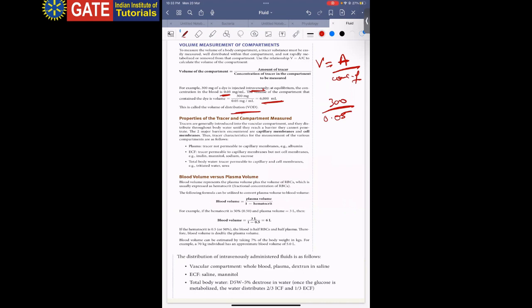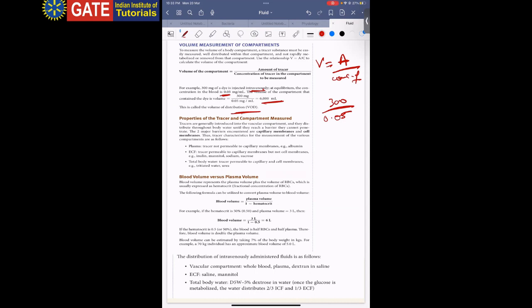So let's talk about what are the different types of the properties of this tracer and the compartment measured. So what happens is that you usually give the tracer into your vascular compartment, and then this tracer will go and distribute throughout your body until it will reach a barrier or a membrane which it cannot penetrate. Okay, and there are two types of the membranes that it will face. First, if it goes into the blood, there will be capillary membrane, and second, there will be cell membrane. So now we have different types of the tracer. We'll talk about it and different properties.